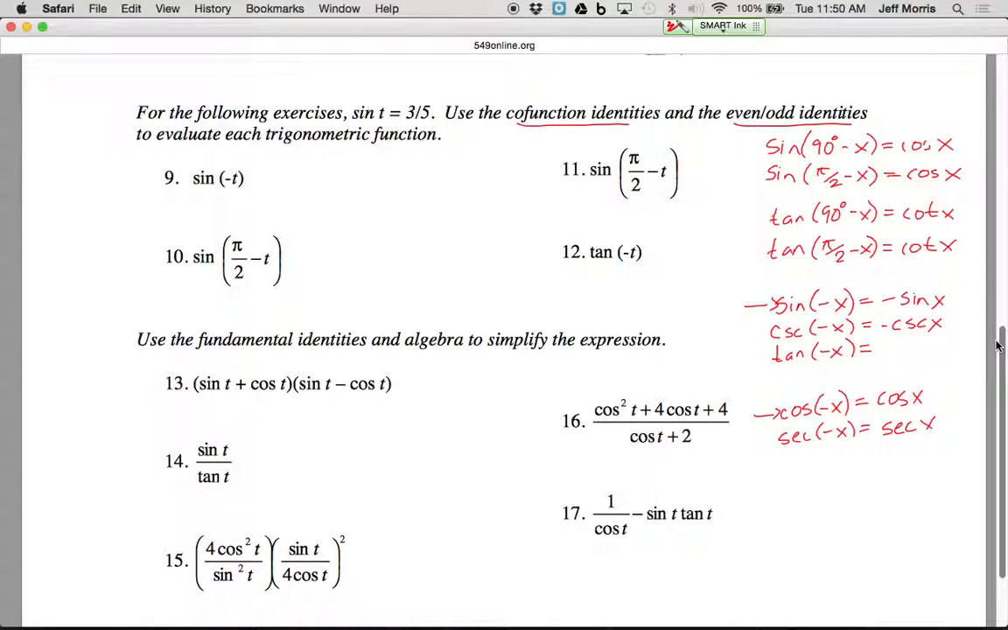Negative tangent. Oh, that was weird. Negative tangent x. Yesterday he was doing a skit. Yeah, I know, he's doing Hamlet or something.